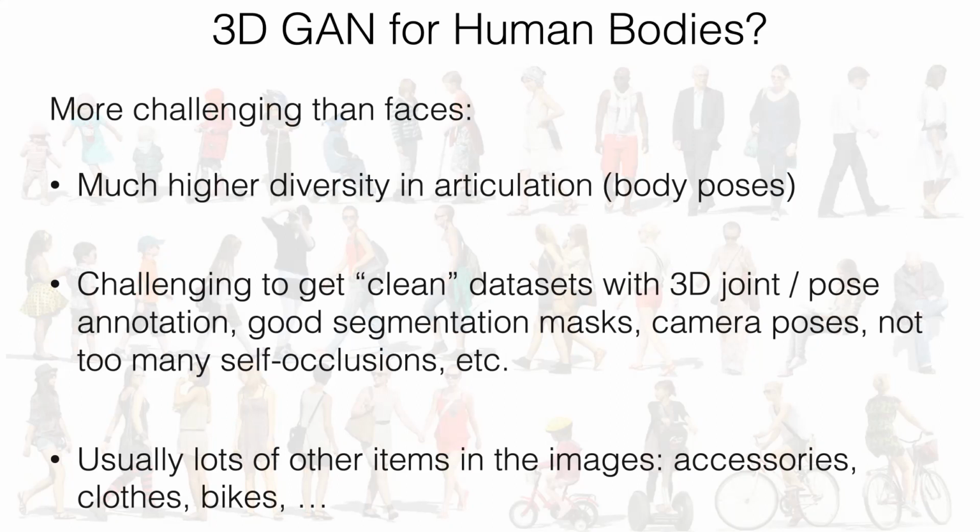It's really challenging to get a nice data set of even just 2D photographs of people that is well aligned with one another, which is something that we rely on for learning these faces. So it's also difficult to get clean data sets that actually have annotation of the 3D joints or poses of these people. While we don't need the exact camera pose for each image or the body pose, we do need to know what the distribution is of the data set. And so having segmentation masks, having 3D joint or camera poses really helps. And then also these data sets have a lot of self-occlusion, so that's sometimes difficult, or multiple people occluding each other. So it's much more challenging to do this for human bodies, and we don't have really good data sets either.